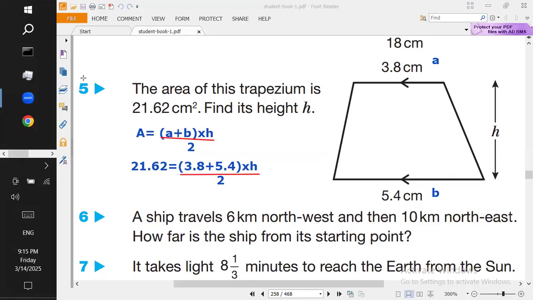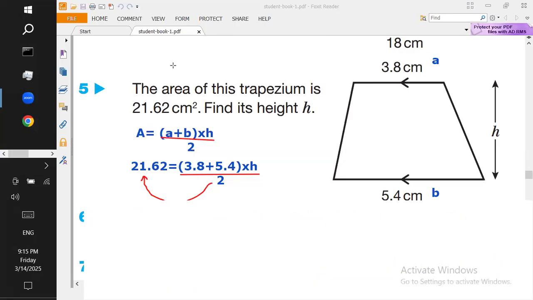First thing I do, I want to take the 2 to the other side because it's divided. I'm going to take it to the other side by multiplying. Let me cover this area so we can work down. So I end up with 21.62 multiplied by 2 equals (3.8 plus 5.4) h. I can add these normal numbers. 3.8 plus 5.4 gives me 9.2, and it's multiplied by h, so 9.2h.